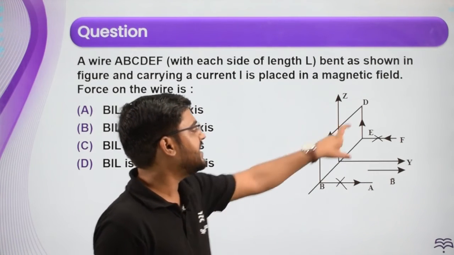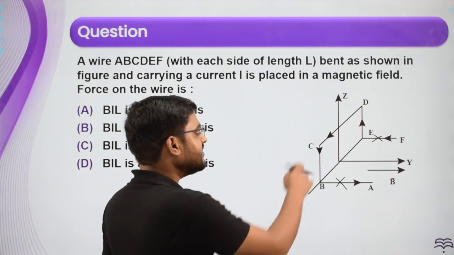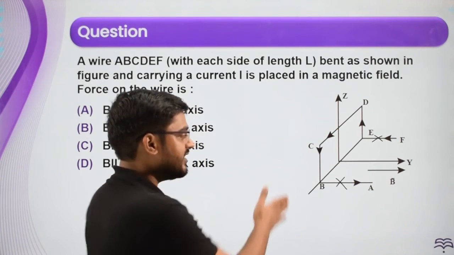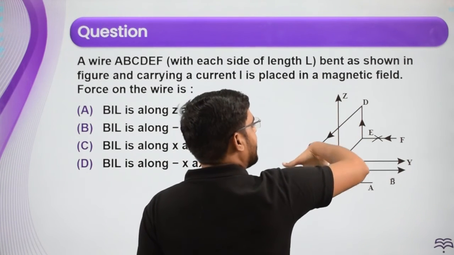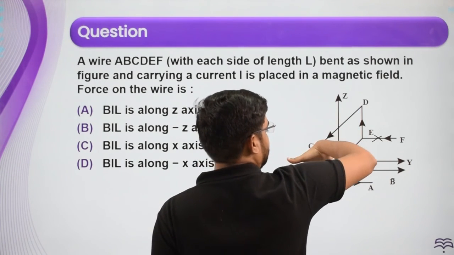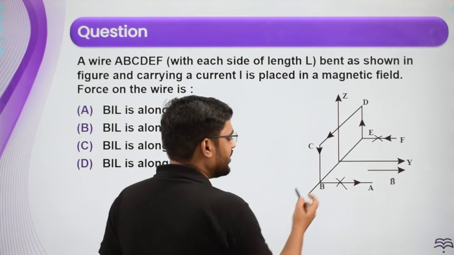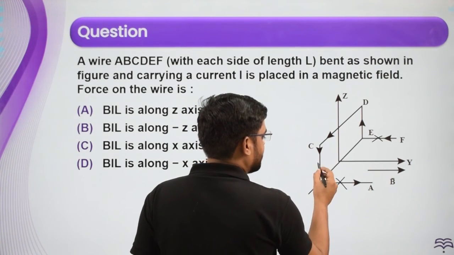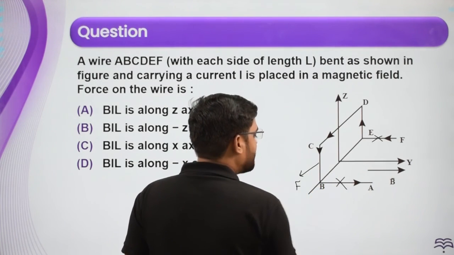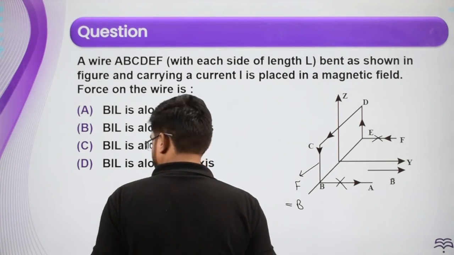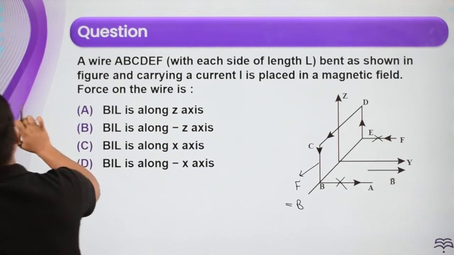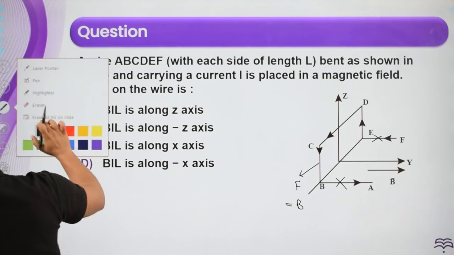What about CB and DE? So here the dL is this way and B is this way. So I'll see L cross B, towards negative Z. So the force is going to be in this direction. How much is it? It is nothing but BIL or ILB. I would rather write ILB rather than BIL.